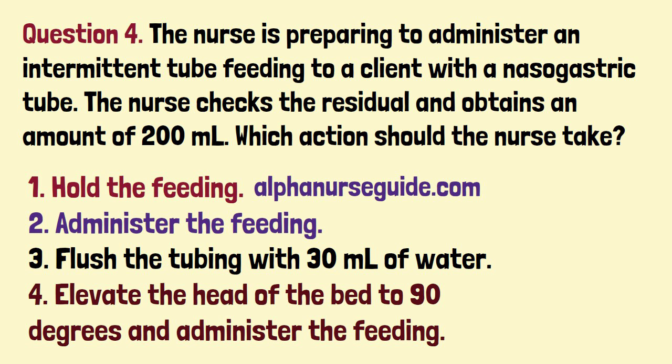The correct answer is 1. Hold the feeding. Rationale. When 200 milliliters of residual formula are obtained, the feeding is held because this is an indication that the feeding is not being absorbed. If the residual is less than 100 milliliters, the feeding is usually administered. Large volume aspirates indicate delayed gastric emptying and place the client at risk for aspiration. In addition, the nurse should always check the healthcare provider's prescriptions and agency policy regarding residual amounts. Elevating the head of the bed to 90 degrees and flushing the tubing are not appropriate actions.